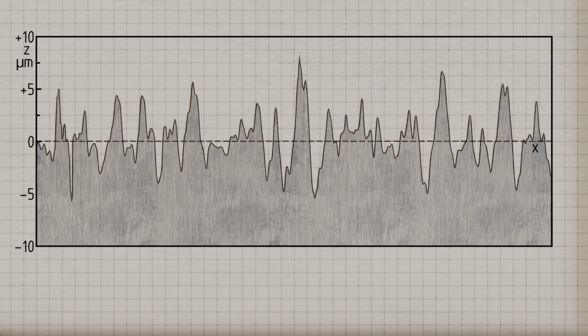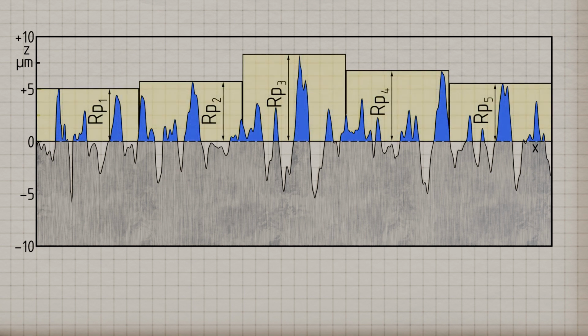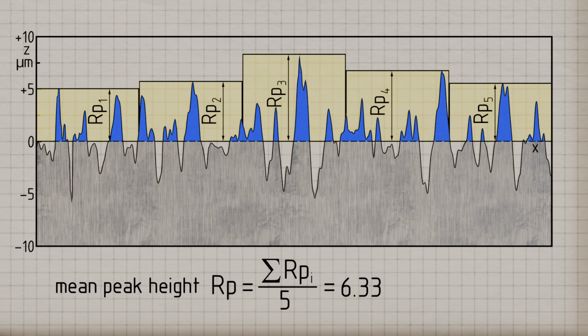Another parameter of surface roughness is the mean peak height RP, formerly referred to as the mean smoothness depth. The peak height corresponds to the maximum height of a profile peak within a section length, measured from the profile mean line. The average of the peak heights from the 5 individual measurement segments is then referred to as the mean peak height RP. In our case, the mean peak height is 6.33 micrometers.